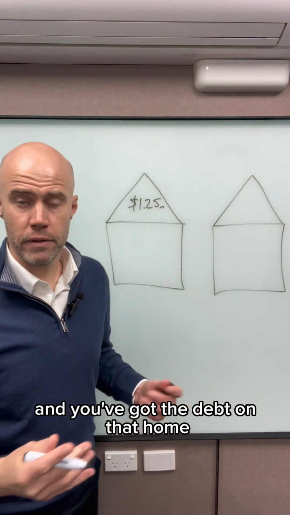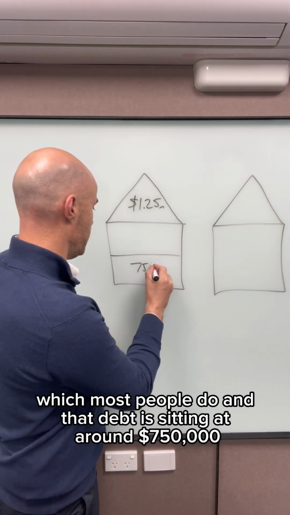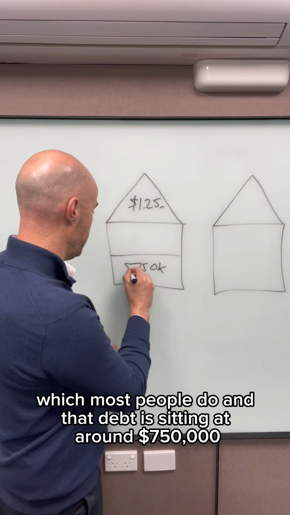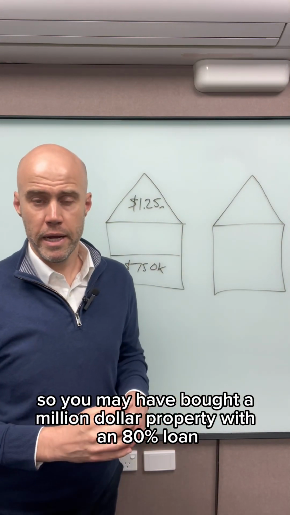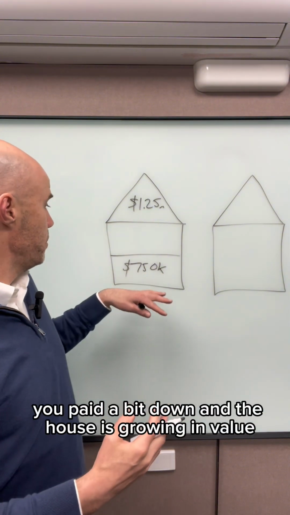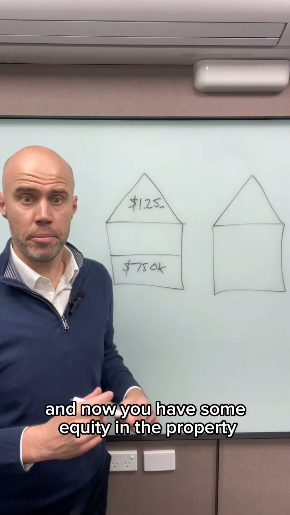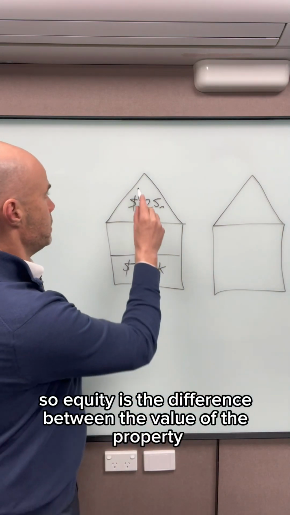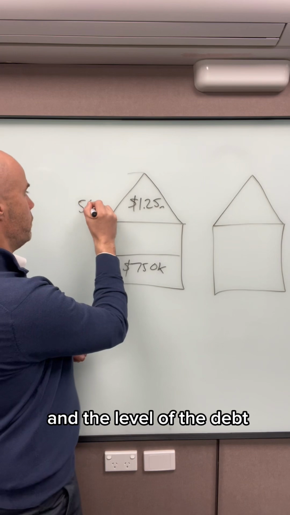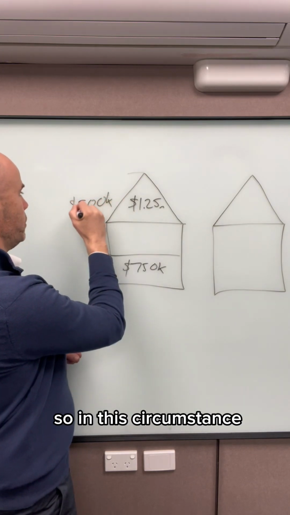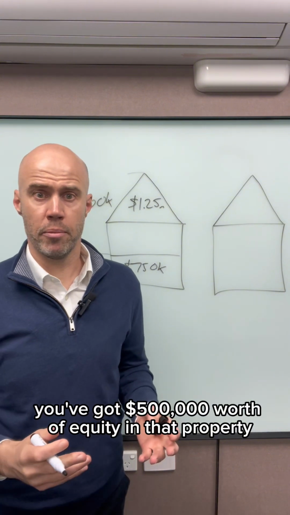And you've got some debt on that home, which most people do, and that debt is sitting at around $750,000. So you may have bought a $1 million property with an 80% loan. So you borrowed 800, you paid a bit down, and the house has grown in value. And now you have some equity in the property. So equity is the difference between the value of the property and the level of the debt. So in this circumstance, you've got $500,000 worth of equity in that property.